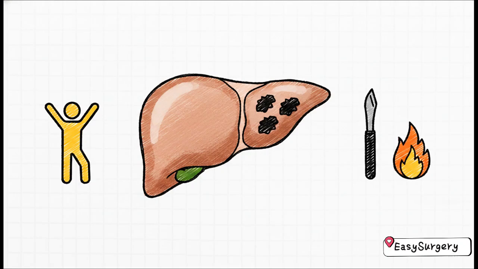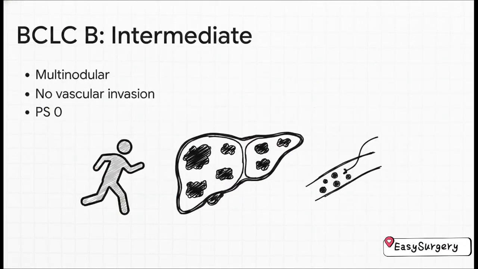Okay, now stage B is the intermediate stage, and this is exactly where the exam questions start to get sneaky. Stage B is characterized mainly by multinodular disease, but pay attention to what it does not have. There is absolutely no major vascular invasion and no extrahepatic spread. The liver function is still hanging on and preserved, and the performance status is still 0. But we've crossed a major threshold here. We are stepping away from curative surgery and shifting into locoregional treatments, like transarterial chemoembolization, or TACE.